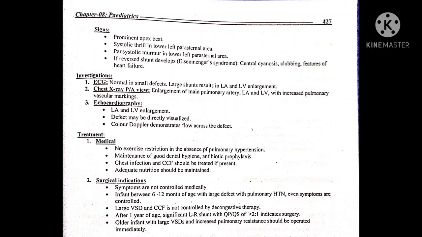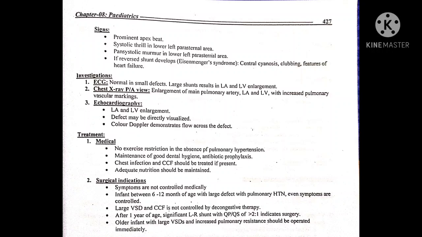Treatment options are medical and surgical. In medical treatment, no exercise is restricted in the absence of pulmonary hypertension, which means if pulmonary hypertension doesn't occur, we do not restrict any exercise. We have to maintain good dental hygiene of the patient, and antibiotic prophylaxis is done. Chest infection and congestive cardiac failure should be treated if present. Adequate nutrition has to be maintained.